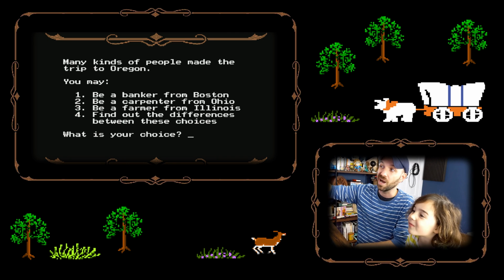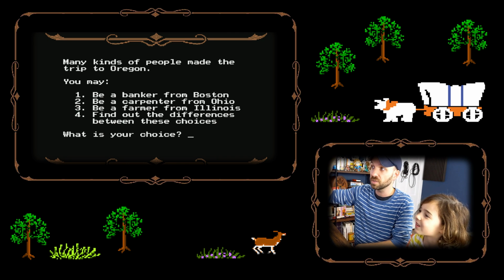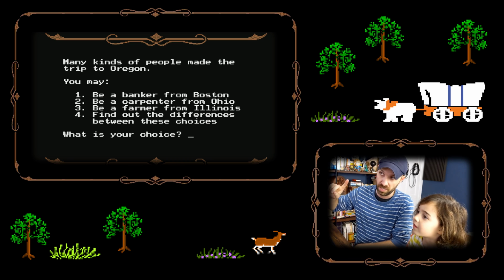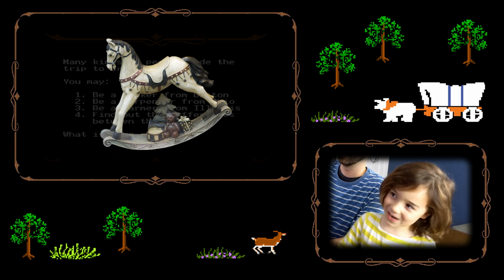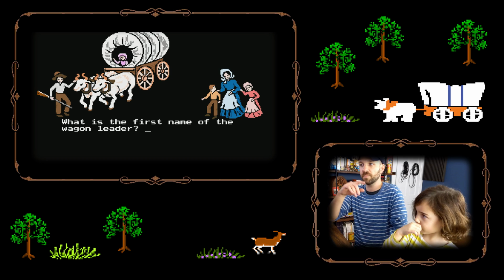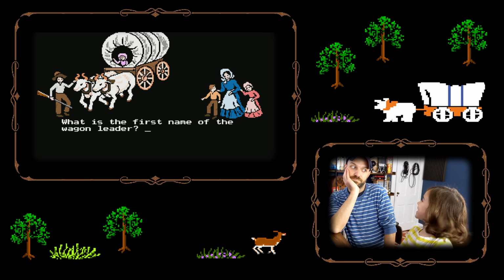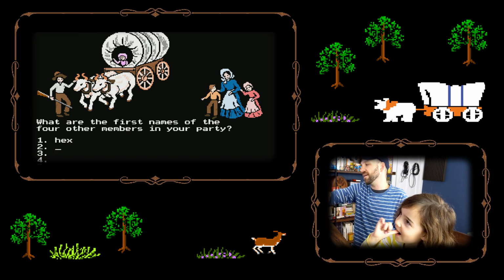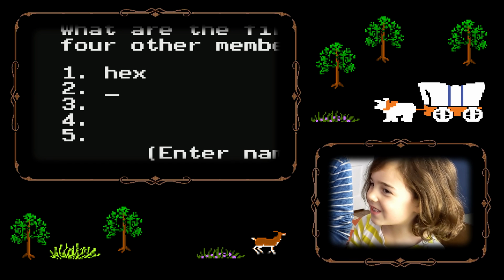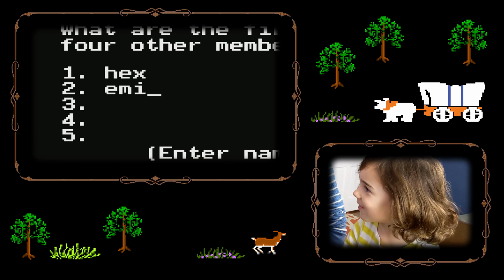Hit 1. You may be a banker from Boston, a carpenter from Ohio, a farmer from Illinois. Carpenter. Carpenter, because I can make toys. Great. What is the first name of the wagon leader? Hex. Hex, type it in. You get to name everyone in the wagon. Okay, so the first one's going to be Emily.